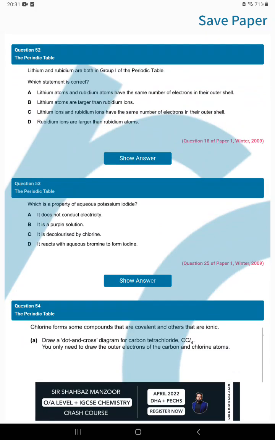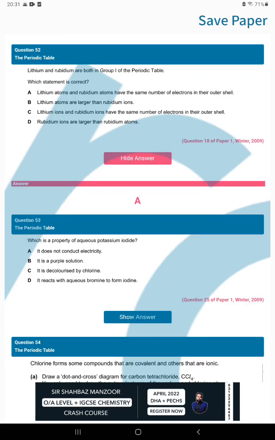Lithium and rubidium are both in group 1 of the periodic table. Which statement is correct? Lithium atoms and rubidium atoms have the same number of electrons in the outer shell. Lithium atoms are larger than rubidium ions. Lithium ions and rubidium ions have the same number of electrons in the outer shell. Rubidium ions are larger than rubidium atoms. It's A. Lithium atoms and rubidium atoms have the same number of electrons in their outer shell.